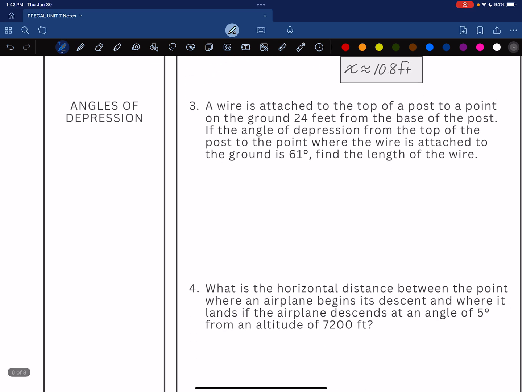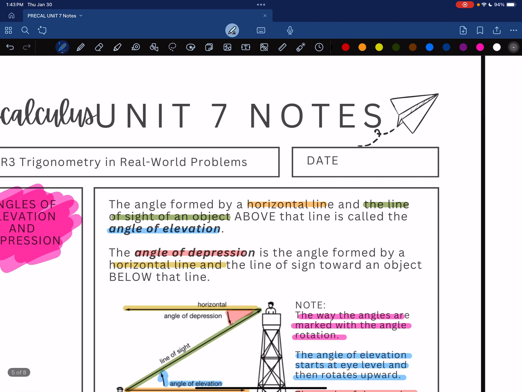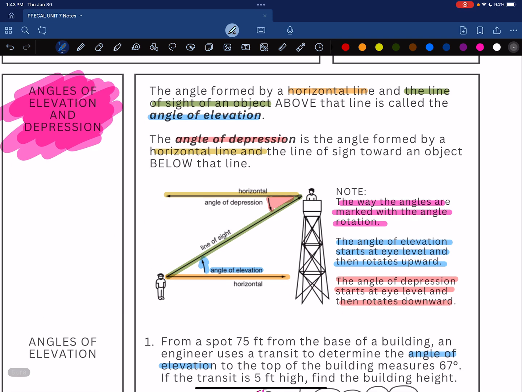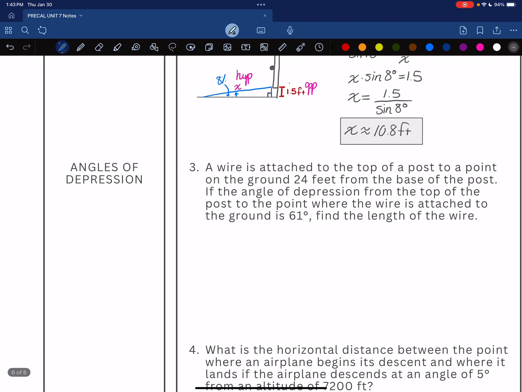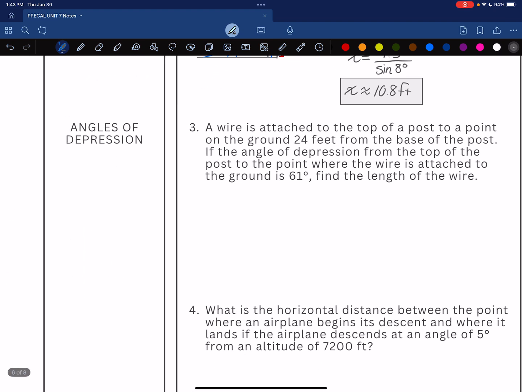Now let's think about angles of depression, which we can oftentimes sketch incorrectly. So let's be really careful here and remember that you have to start at the horizontal and then rotate your head down to create that line of sight. The angle of depression is going to be an angle created following that rotation downward. So a wire is attached to the top of a post to a point on the ground 24 feet from the base of the post.